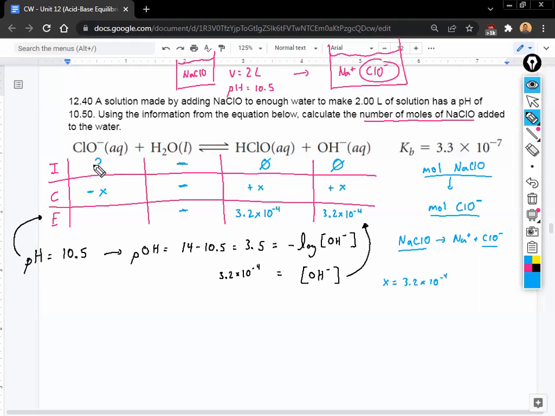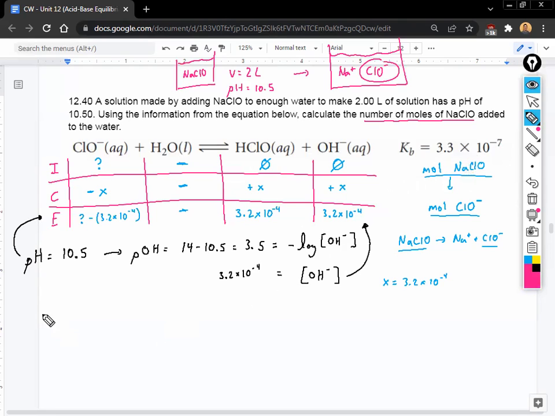And since we lost some amount, that means that the amount that we lost was 3.2 times 10 to the negative 4. Because the concentration of OH, if we started at 0, the change was 3.2 times 10 to the negative 4. So that means the change for everybody else has to be that as well. Okay. Make sense? All right.